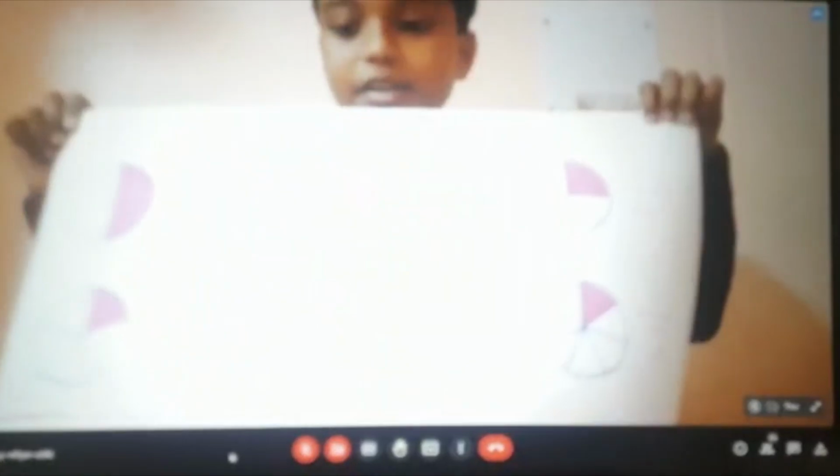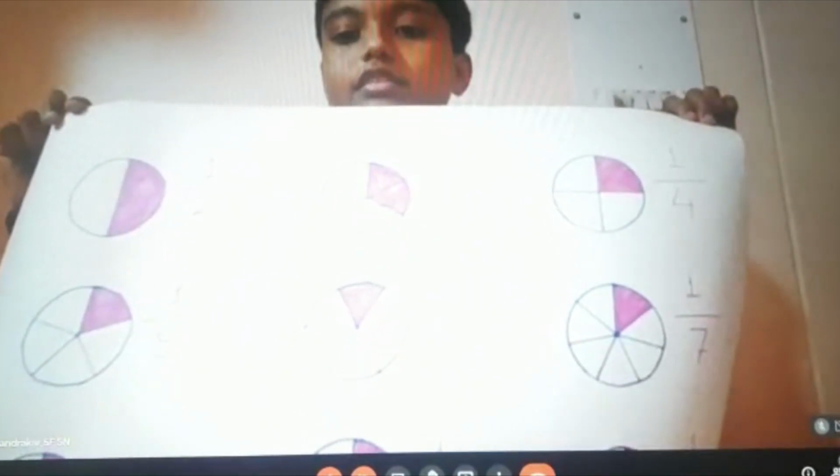Here's our example of fractions. The shaded part is the fraction of the circle. 1/2, 1/3, 1/4, 1/5, 1/6, 1/7, 1/8, 1/9.